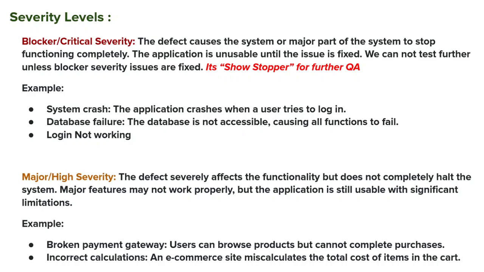Incorrect calculation. On an e-commerce website, if it is miscalculating the total cost of items in the cart, then it's also a major and high severity issue. So whenever you are doing the test execution, ideally all the blocker issues and critical severity issues should be fixed immediately. Major and high severity will be picked after those issues.